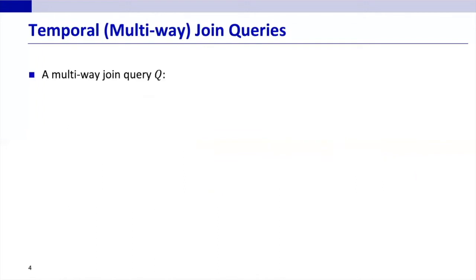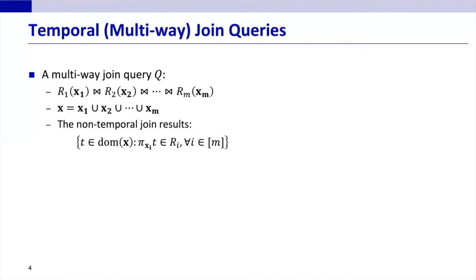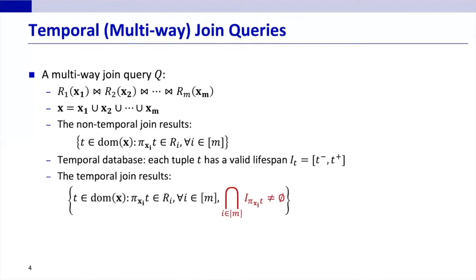A natural joint, which is also called a non-temporal joint, is defined on a universe of attributes, and M relations, each defined on a subset of attributes. Each relation consists of a set of tuples or data records. So a tuple defined over the universe is a non-temporal joint result if its projection onto each relation is a valid tuple. A temporal database further associates each tuple with a valid lifespan as an interval.